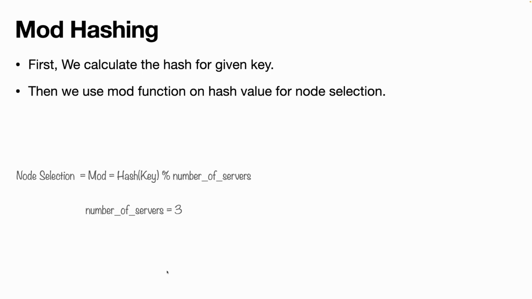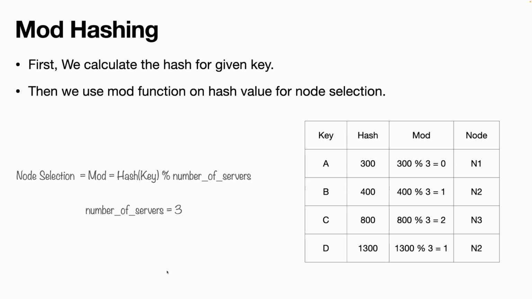Now what is mod hashing? In this, we calculate the hash for the given key and then we perform the mod function on the hash value to get the node. Here I'm using the number of servers equal to 3. This will help us to calculate the mod of the hash.